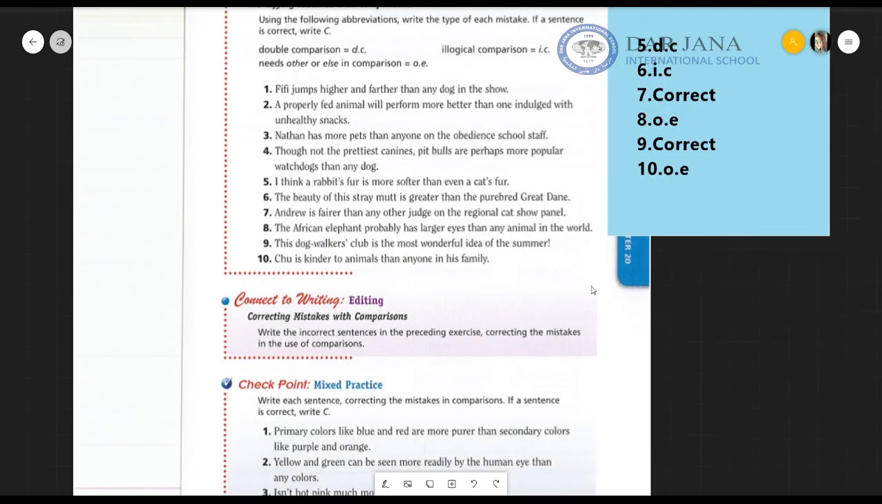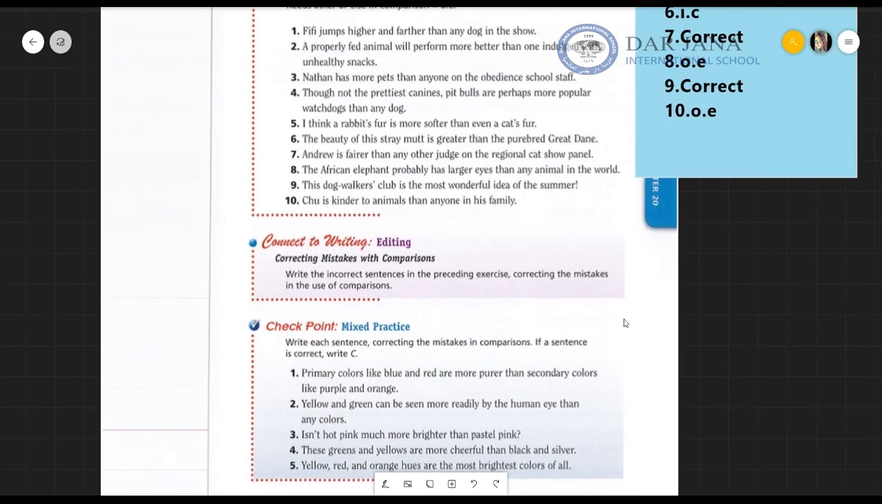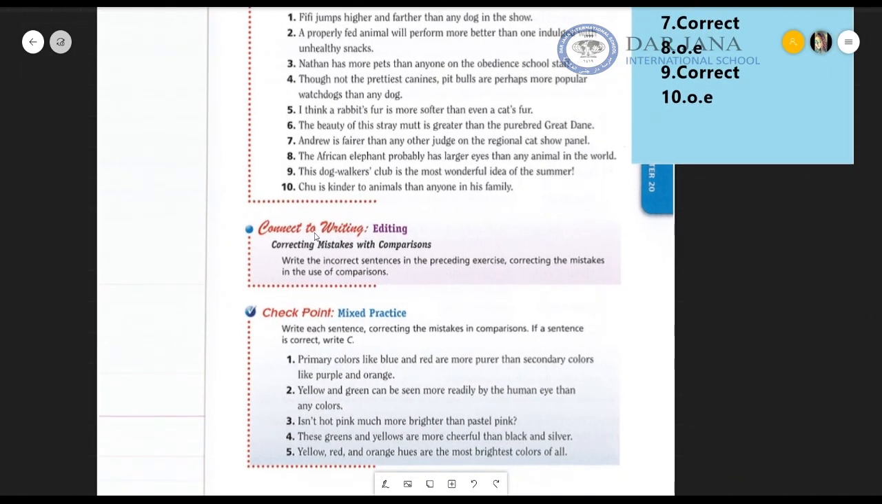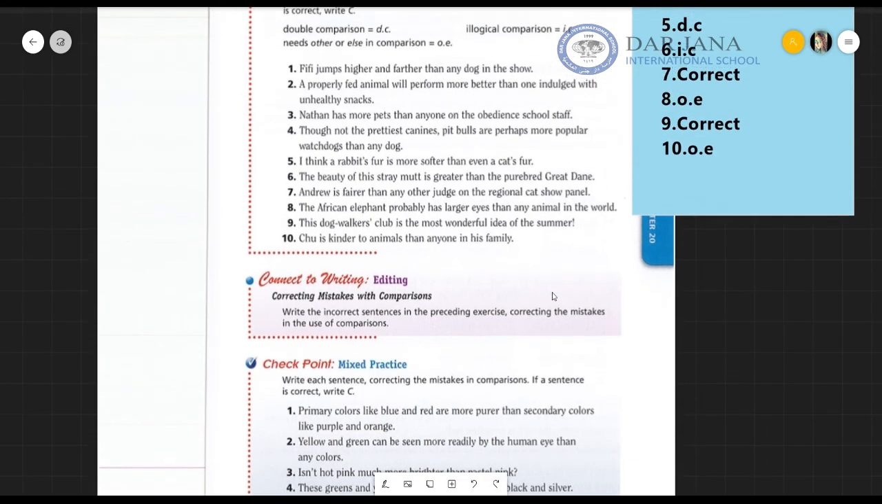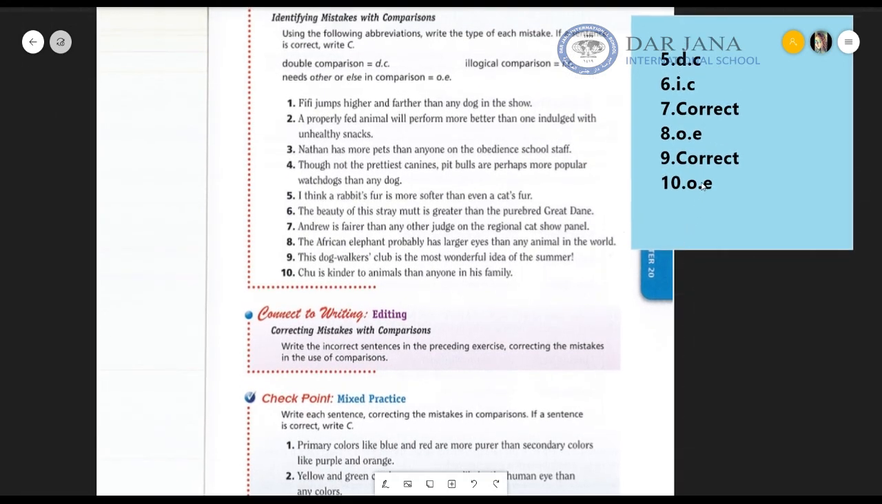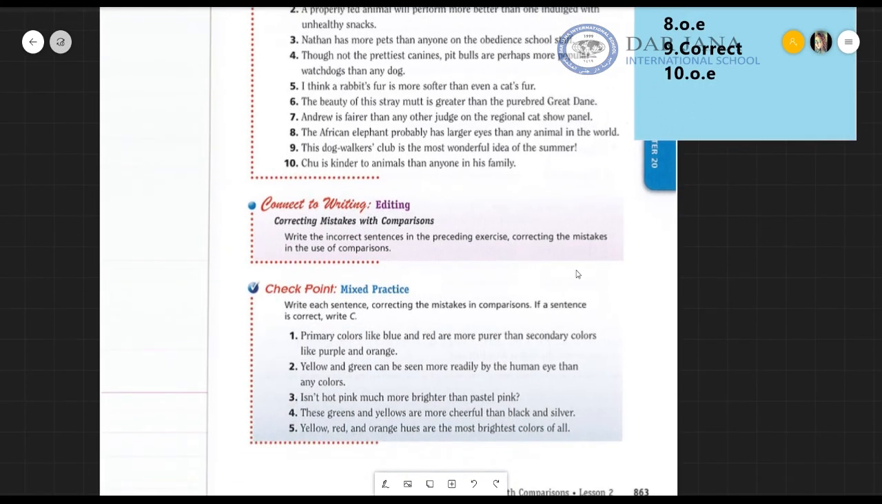Let's move on to the second, which is a mixed practice. Now, connect to writing here, they're asking you to write the incorrect sentences above and correct them. So if I say this needs other or else, it would be: Chu is kinder to animals than anyone else in his family. So it's a good practice for you to go back and try to fix these sentences and see if you can change them from incorrect to correct.